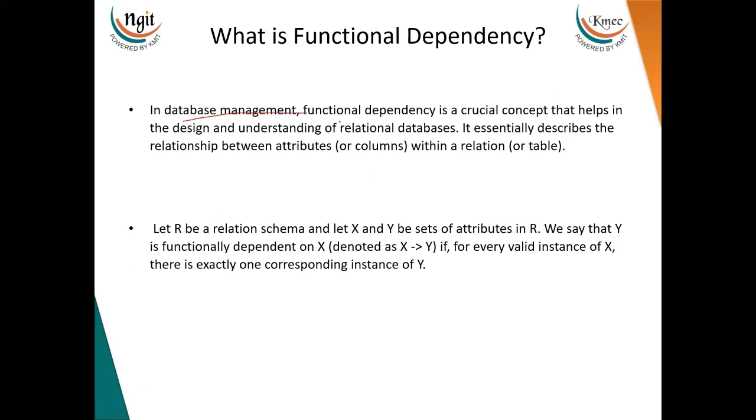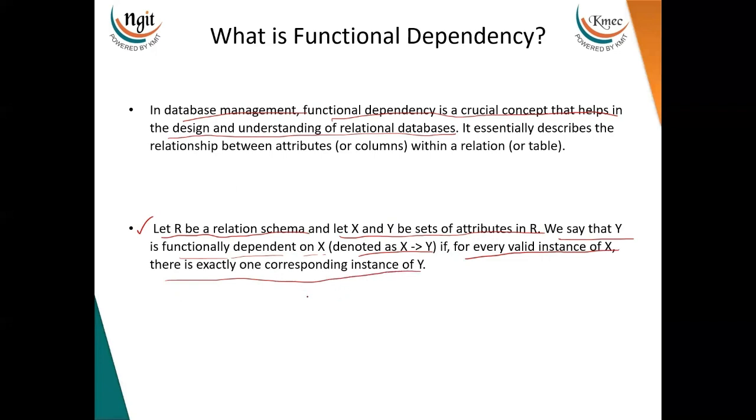In database management, functional dependency is a crucial concept that helps in the design and understanding of relational databases. Here we have the formal definition for functional dependency. Let R be a relation schema and let X and Y be the sets of attributes in R. We say that Y is functionally dependent on X, and it is denoted by X tends to Y, if for every valid instance of X, there is exactly one corresponding instance of Y.